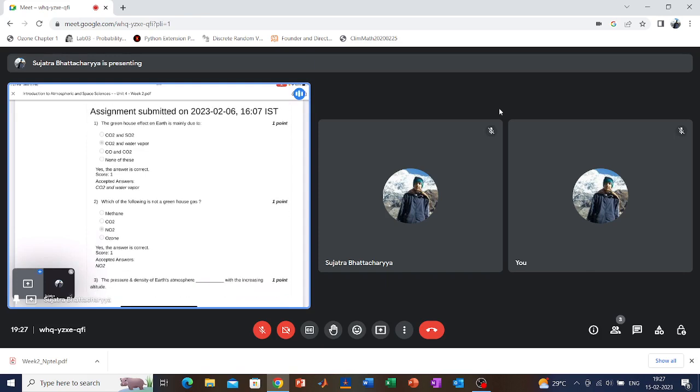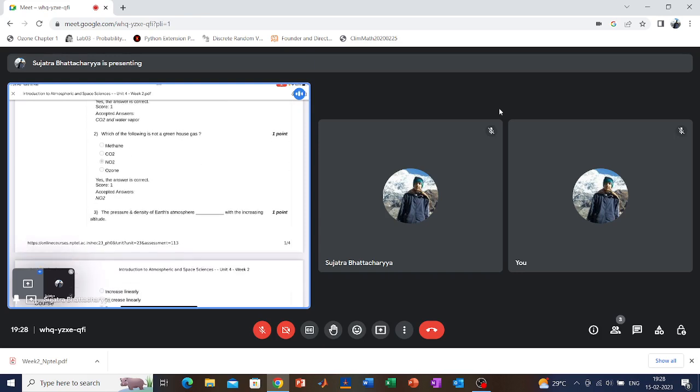Which of the following is not a greenhouse gas? Well, methane is a greenhouse gas. Carbon dioxide we have listed in week 1, so carbon dioxide is also a greenhouse gas. Well, nitrogen dioxide is not a greenhouse gas, but ozone is a greenhouse gas. We have listed all the gases which are greenhouse gases. And NO2 is not a greenhouse gas for sure. N2O is a greenhouse gas, but NO2 is not. Nitrous oxide is a greenhouse gas, remember.